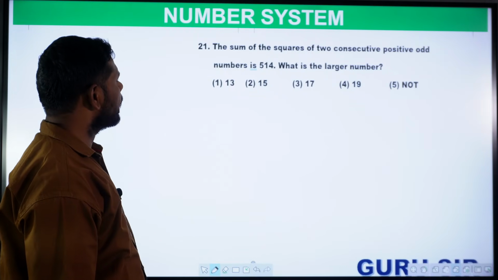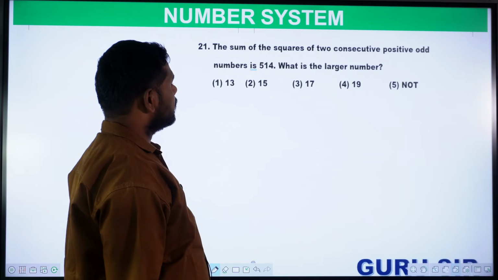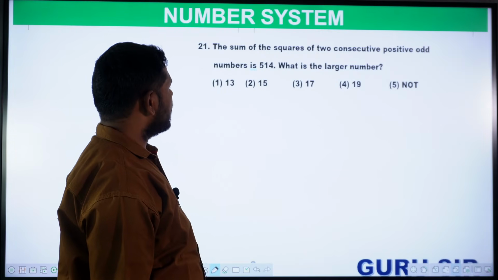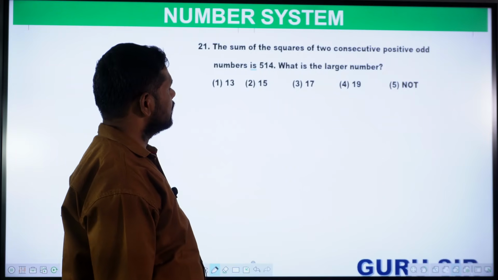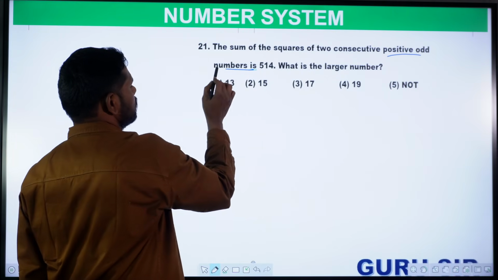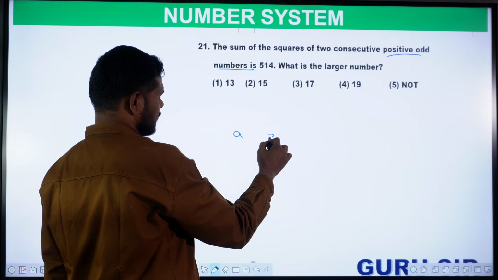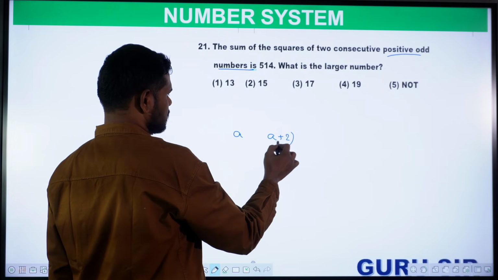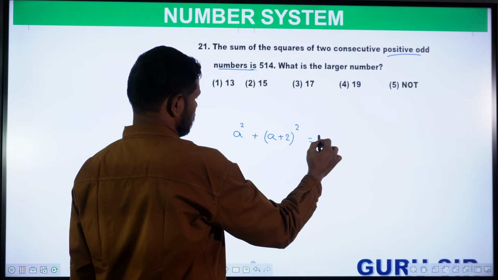The sum of the squares of 2 consecutive positive odd numbers is 514. What is the larger number? Sum of squares of 2 consecutive positive odd numbers. Consecutive odd numbers means suppose one number is A, the other number is A plus 2. So the squares of the 2 numbers is given as how much?